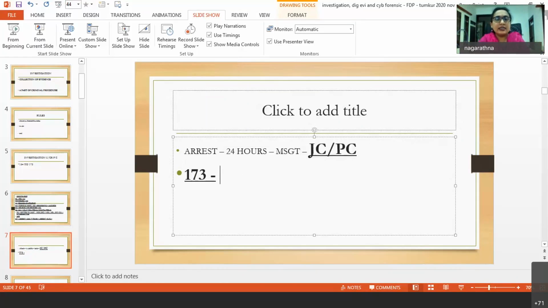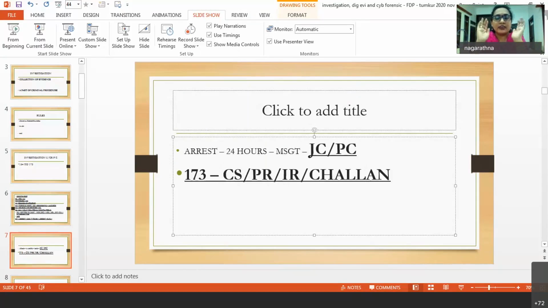Under 173, let's assume after registering the FIR, after 3 months or 6 months, I've completed my investigation. I have all the evidence that I've collected with me. So I collect all that, prepare a report, and give that report to the court. This is nothing but the charge sheet. It's also called a police report, or an investigation report, or sometimes a challan. So let's keep it simple. Let's just call it a charge sheet.